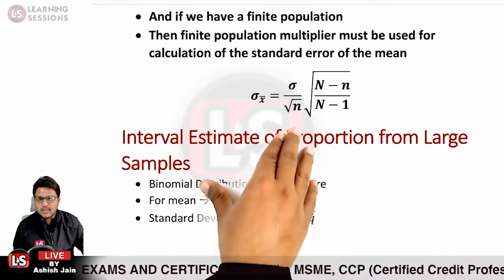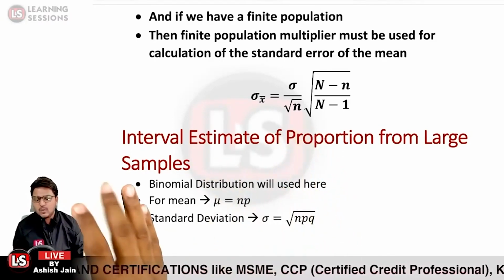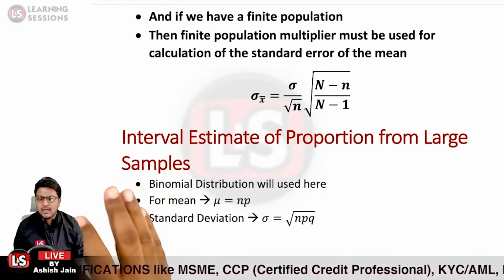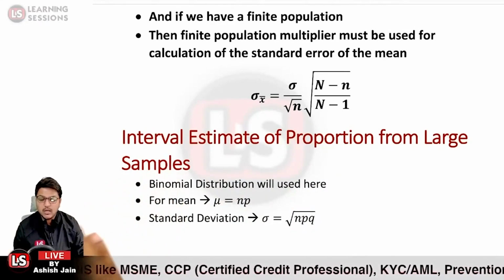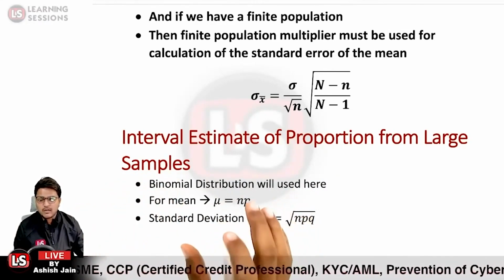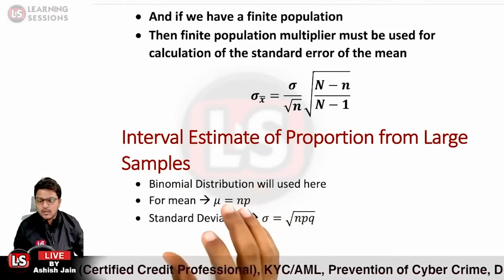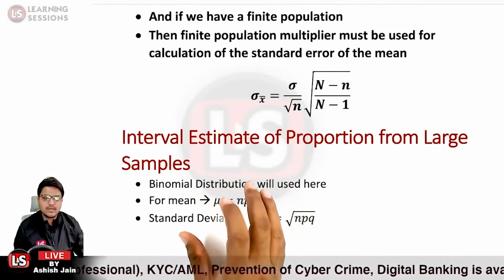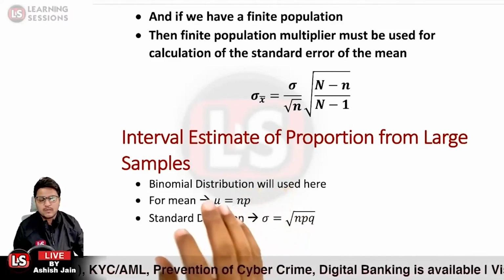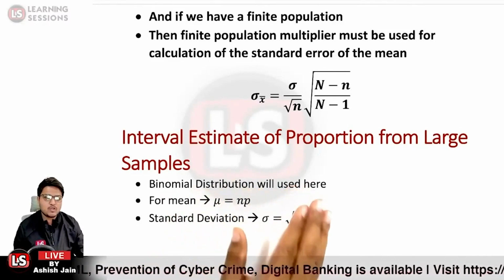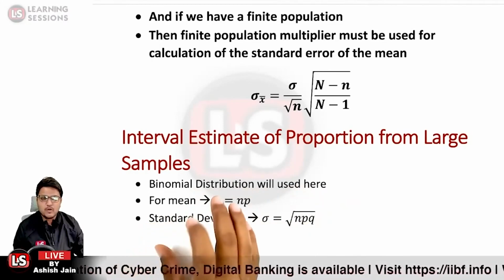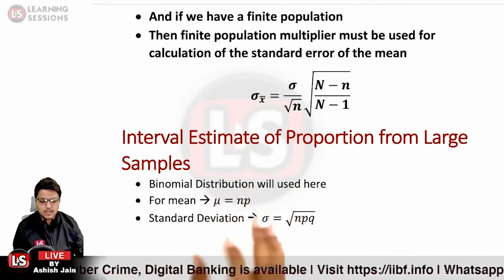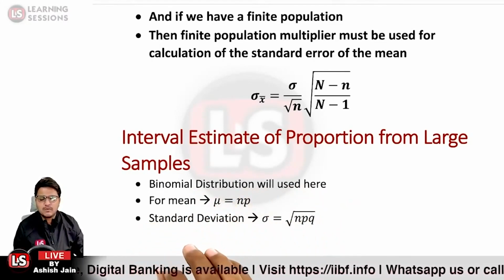So in previous cases, we basically were calculating the estimator related to the statistical estimator. But in this case particularly, we are going to calculate for the statistical proportion. We are basically considering it related to the statistical proportion. So the interval estimate of proportion from a large sample itself, the binomial distribution will be used in that particular case.